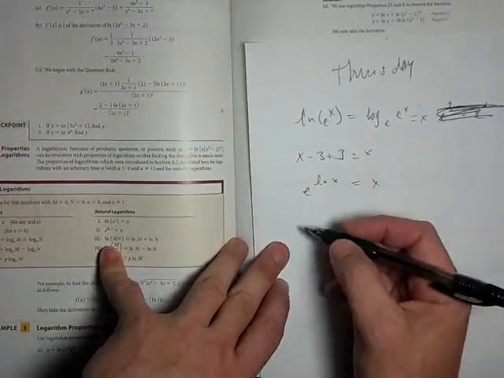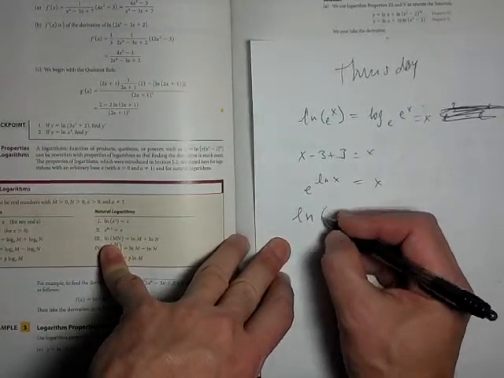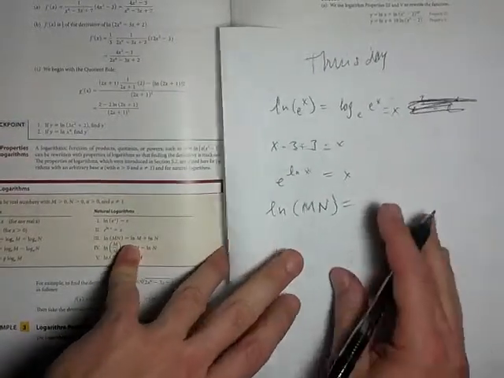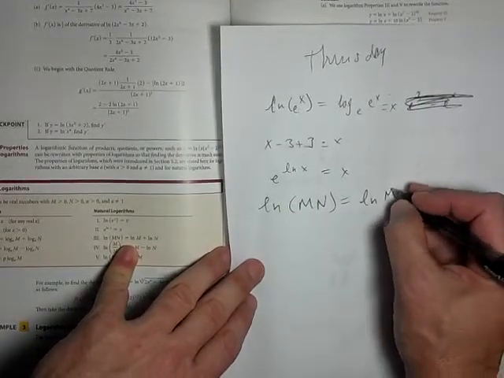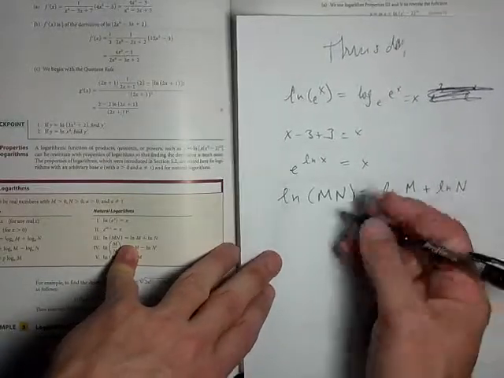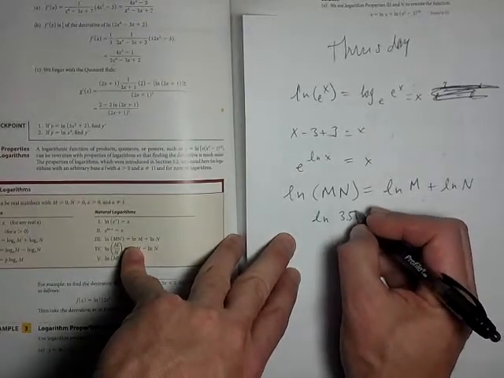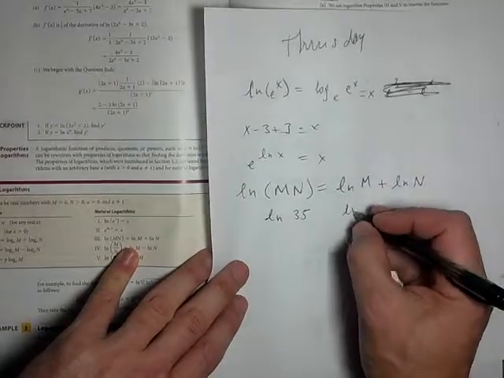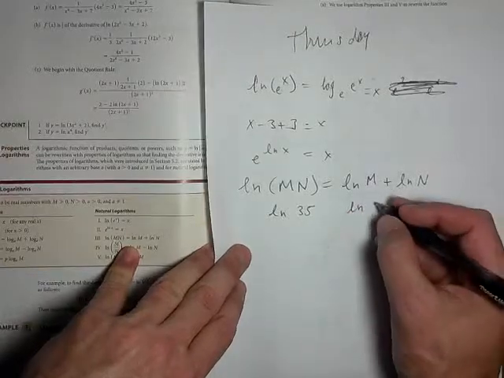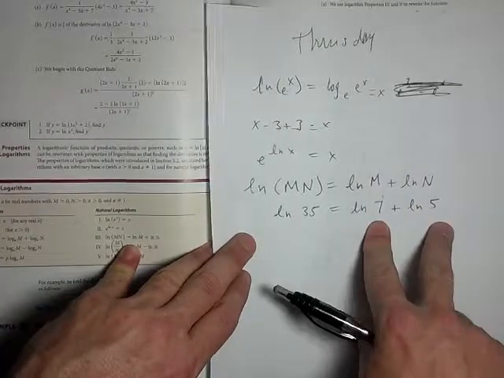Now rule 3 is actually where the real meat is in the rules. It says natural log of the product of two numbers or two functions or whatever is the same as the sum of the natural logs of them respectively. An example would be, type in your calculator natural log of 35, and then figure out natural log of 7 plus natural log of 5, because 35 is the same as 7 times 5. Those better be the same thing.